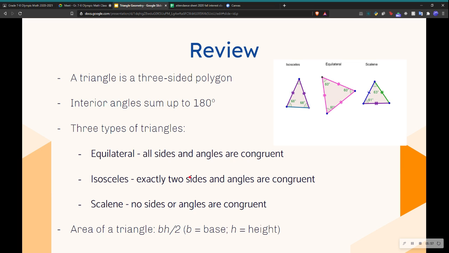An isosceles triangle is where you have exactly two sides and exactly two angles that are congruent. So if you look at this triangle right here, you have these two sides that are congruent. Congruent sides are usually marked by tick marks. So if you have two ticks on one side and two ticks on the other, or one tick on one side and one tick on the other, it doesn't matter. This just represents that they're equal in length.